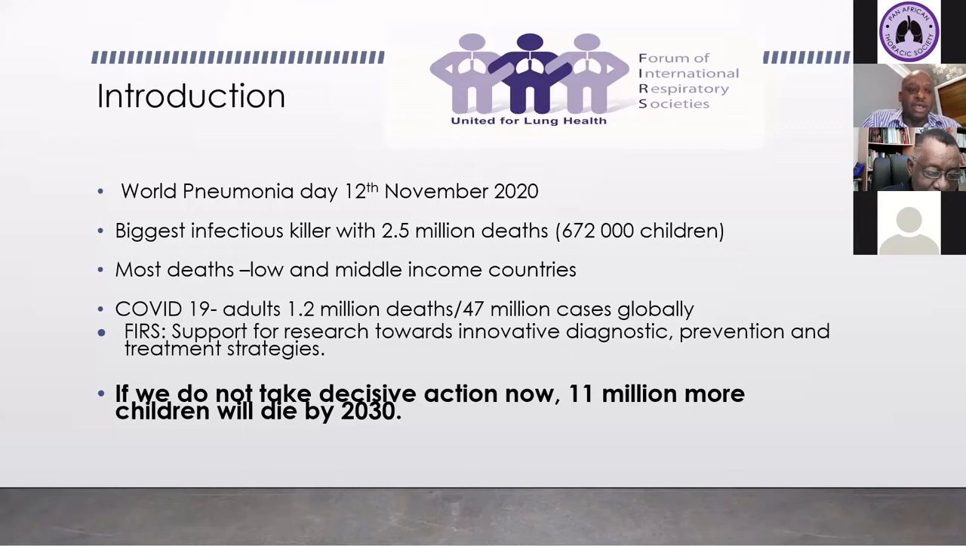Now, COVID-19 has unfortunately also put the spanner in the works, with a lot of statistics coming from adults, with about 1.2 million deaths and counting, out of 47 million cases globally and counting. So one of the important objectives is to find a way to get support for research towards innovative diagnostic, prevention, and treatment strategies. The problem is that if you and I do nothing now, by 2030, we'll have 11 million more children die from pneumonia.